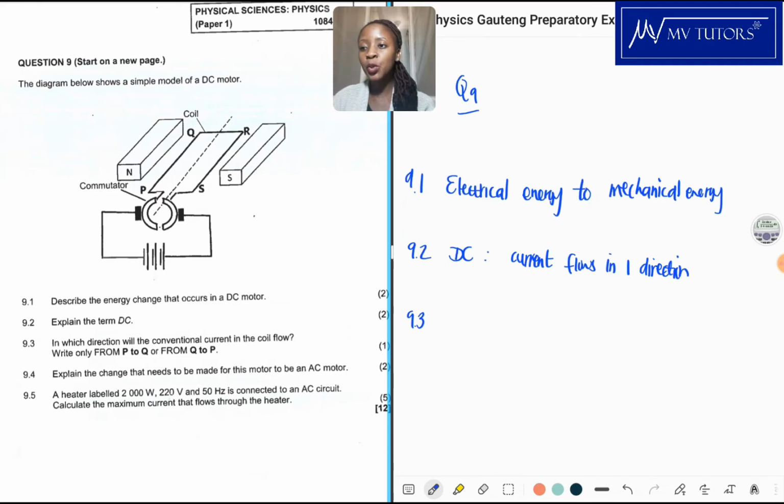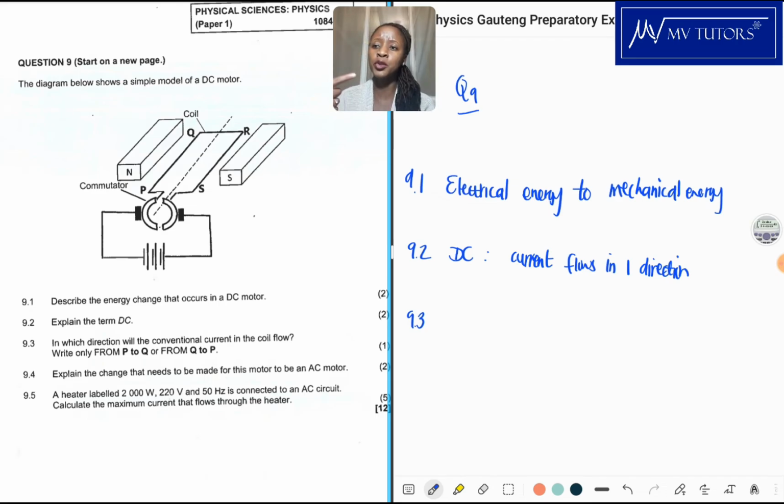9.3, in which direction will the conventional current in the coil flow? Will we have our current flowing anti-clockwise, SRQP, or clockwise, PQRS? So they just asked in terms of P to Q or from Q to P. With generators we use our right hand rule, where your thumb indicates the thrust, your index finger indicates the direction from north to south, and your middle finger indicates the direction of the current. But with motors, we use the left hand rule.